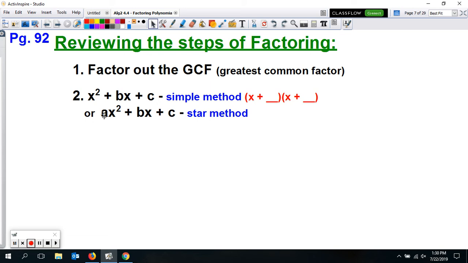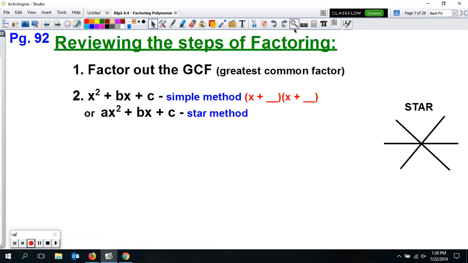Now, if there is an a in front of your x squared, if there's a number in front of the x squared, then you would probably want to do the star method. That's the best way, I think, to do this. So remember, it would look like this. You can write this down over on the side here. You have an x and a line through it. This would be the star.